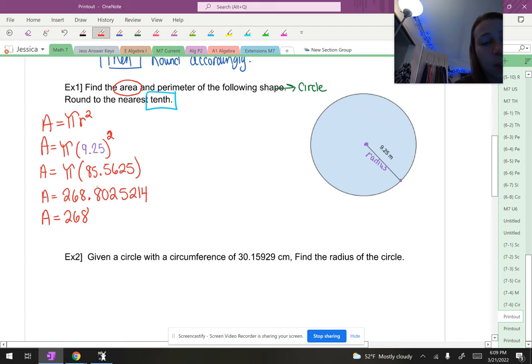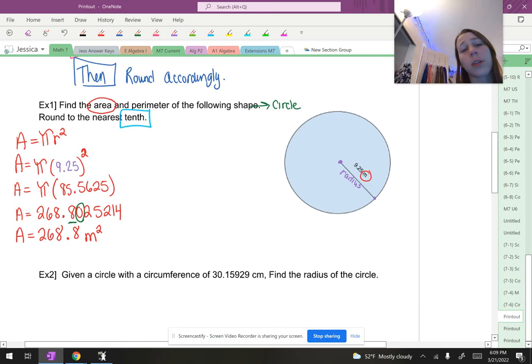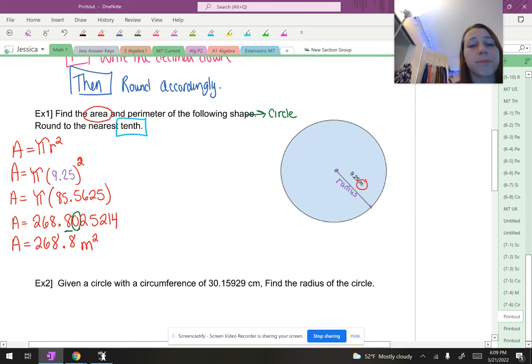So nearest tenth is the 8, which tells me to look at the 0. The 0 tells me to chill. So I chill with that 8. Meters was the label as per the diagram, and squared because it's area. Boom. Up next, coming in, is your perimeter.